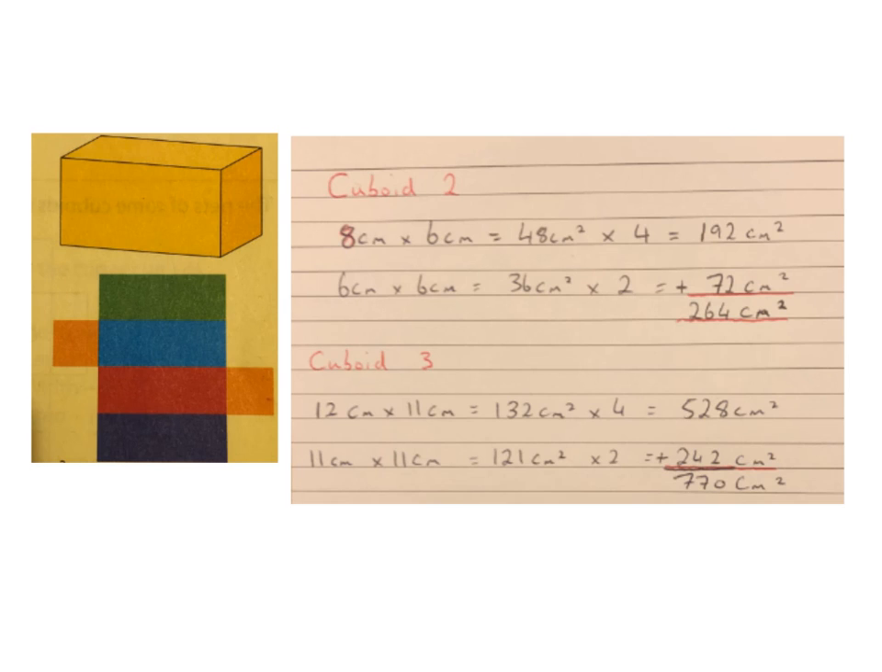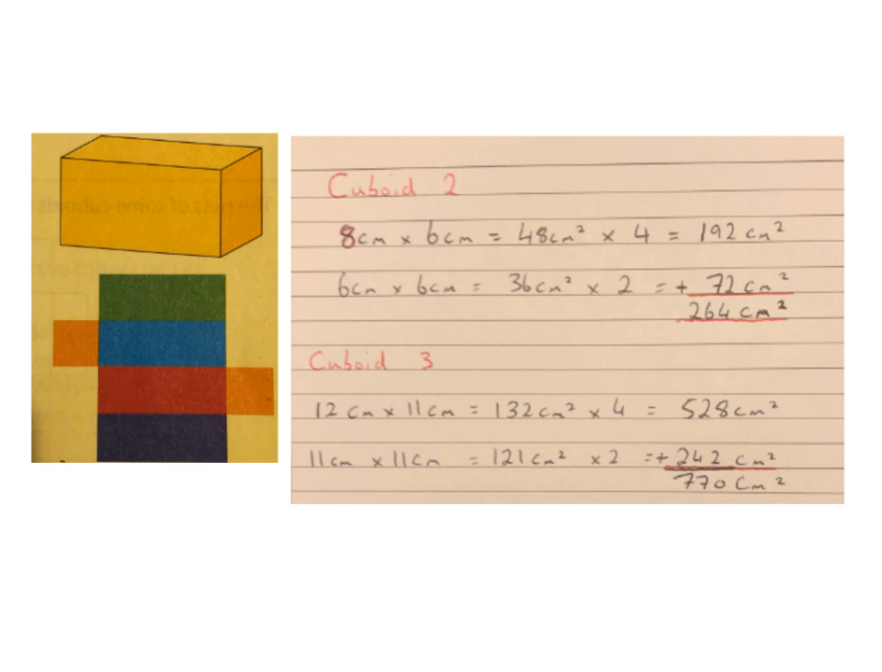Right, guys, so we're going to have a look at the answers to the questions from yesterday, the cuboids. Okay, so we're going to have a look at cuboid 2. We're given the length to be 8 centimeters and we're given the width to be 6 centimeters. Okay, so we're going to calculate the surface area of this rectangle here.